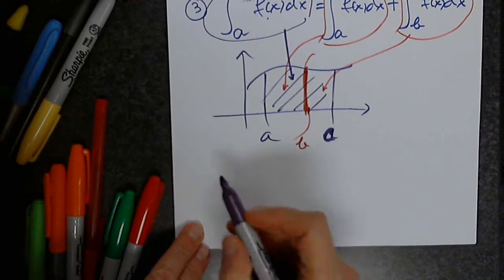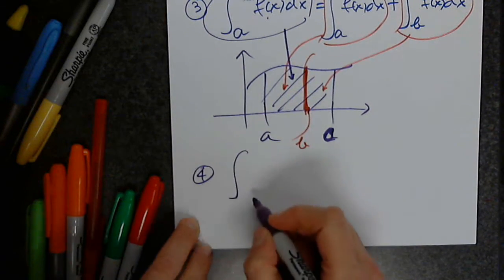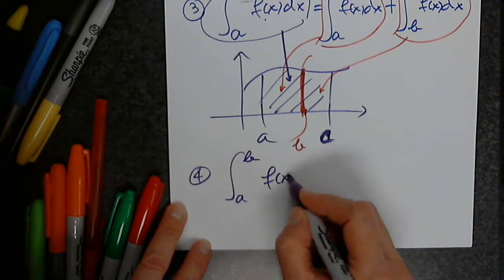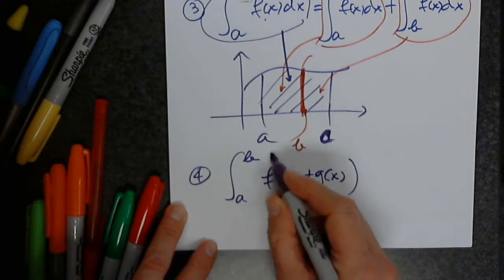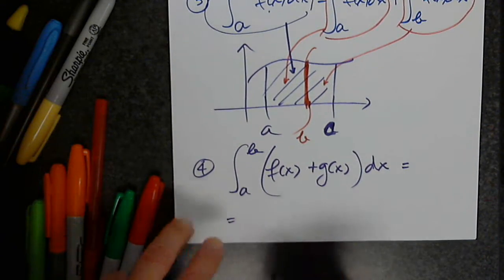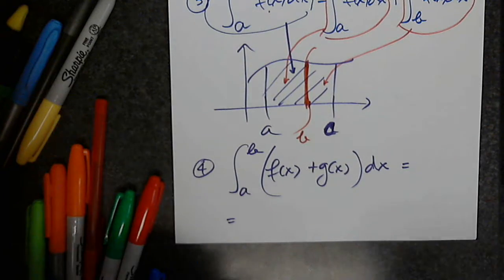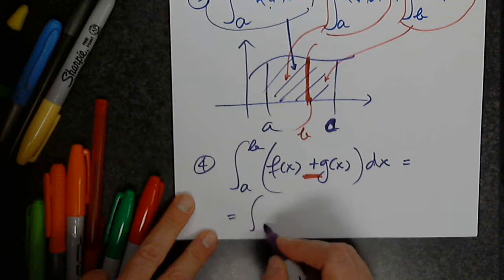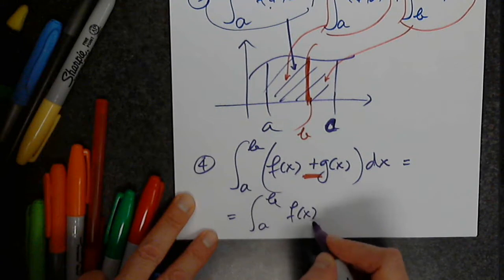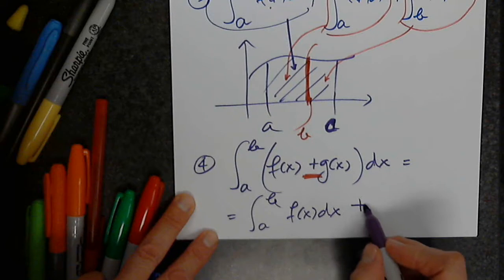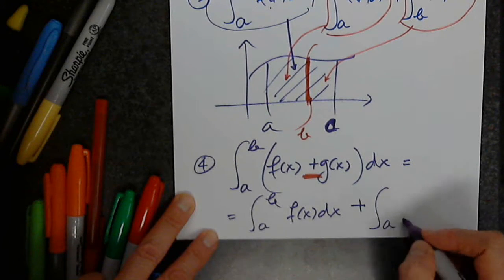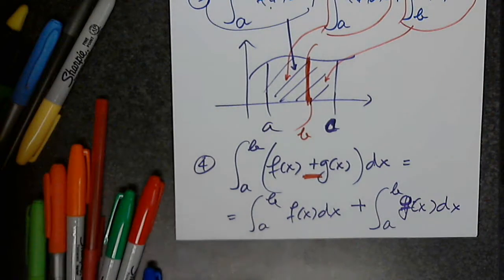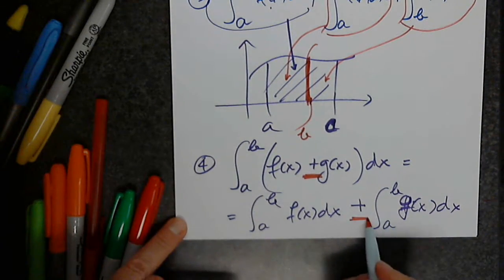Property 4. The integral from a to b of f of x plus g of x dx. What do you think this equals? And also we can write the one with minus. The integral from a to b of f of x dx plus the integral from a to b of g of x dx. Very good. And of course, if we have a difference, this will be the difference.